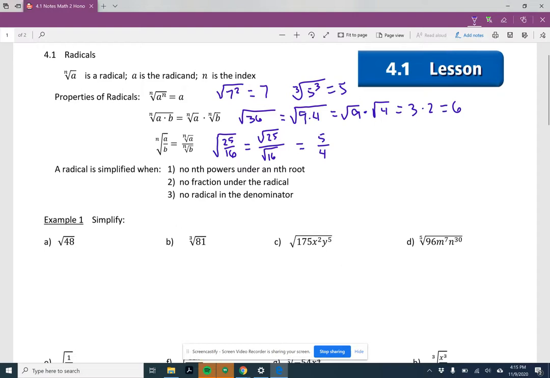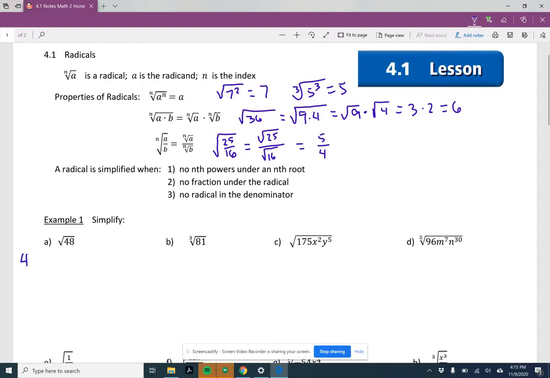A radical is said to be in simplest form, or a radical is simplified, it's called simplest radical form, when there are no nth powers underneath an nth root, there are no fractions under the radical, and there is no radical in the denominator. And we're going to dive in and do some examples of simplifying.